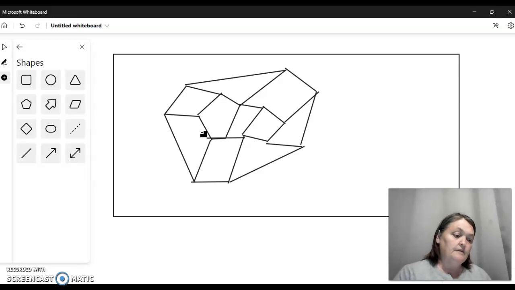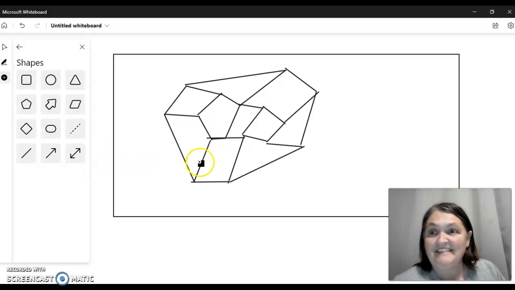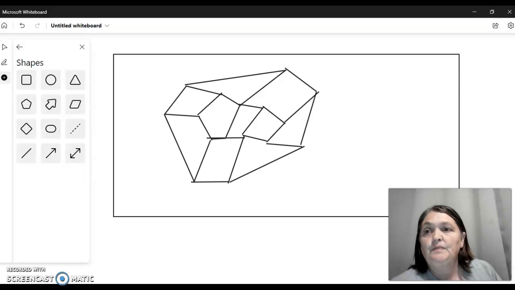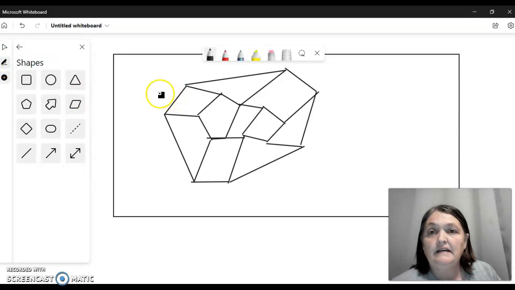Without using the 4-color theorem, show that such a map can be colored in 4 colors. Okay, so we're going to use my whiteboard to do this. I'm looking at this and I see we have 11 regions, because we have this outside one: 2, 3, 4, 5, 6, 7, 8, 9, 10, 11. So we have 11. Let's say that the outside one gets the color A.